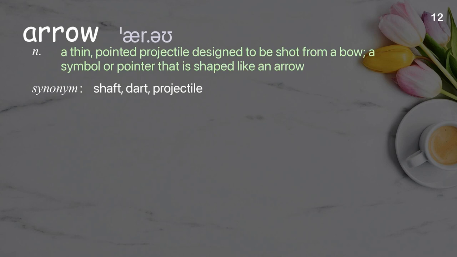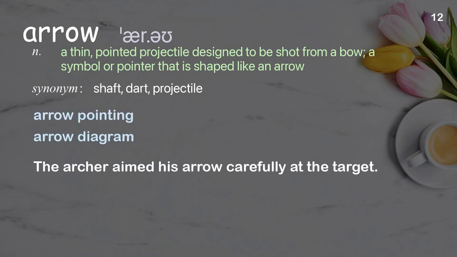Arrow. A thin, pointed projectile designed to be shot from a bow; a symbol or pointer that is shaped like an arrow. Examples: Arrow pointing. Arrow diagram. The archer aimed his arrow carefully at the target.